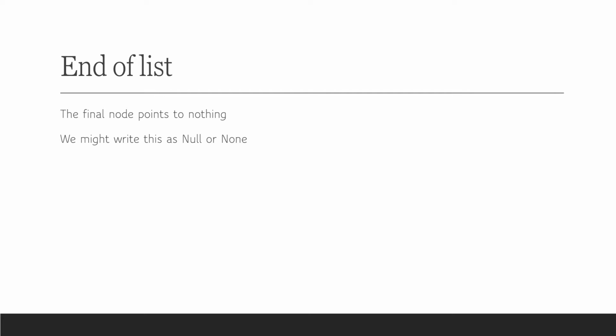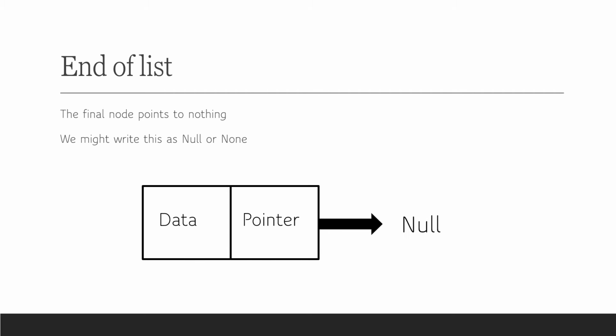At the end of the list, there is a final node that points to nothing. We might write this as null, or in Python we would write it as None, the word None, which is a Python keyword. Either will be fine in the exam.